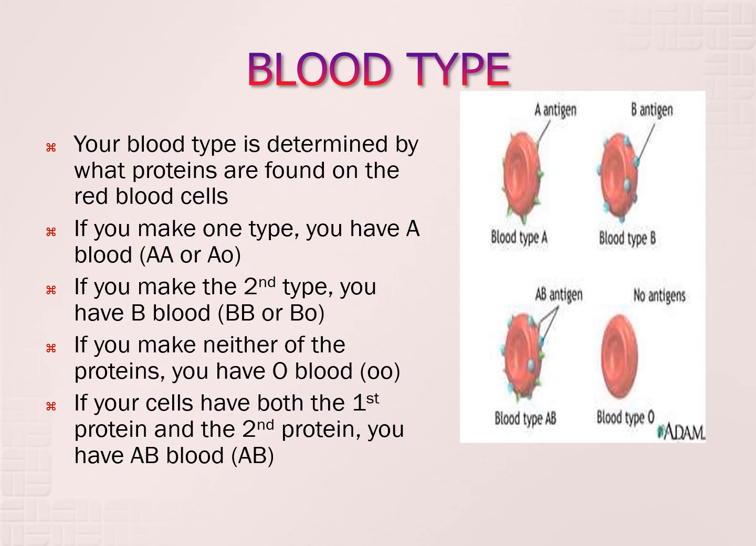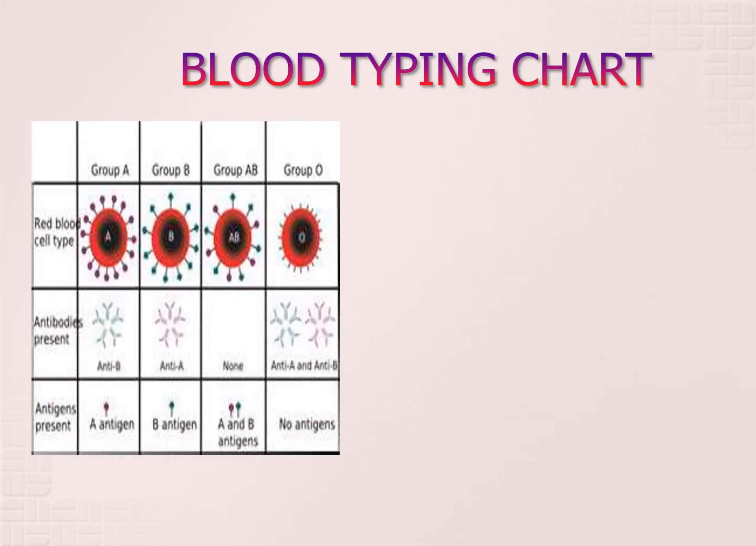So all of these cells have the protein on them that says, hey, I'm a red blood cell. But it's possible that you have an extra protein on you, and that's what gives us our A or B. If you have both extra proteins, you're AB, or if you made 0 extra proteins, you have O blood. Which leads us to our blood typing chart.